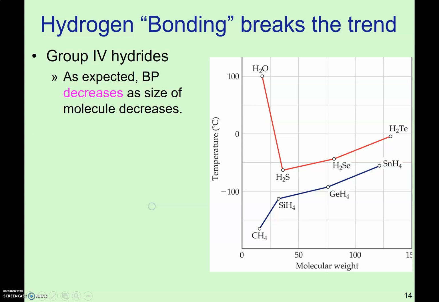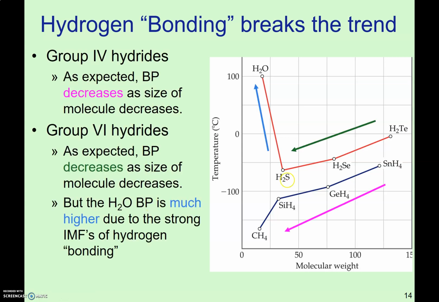So hydrogen bonding breaks the trend. Normally as molecules get bigger, so S is bigger than Se and Te, and C and Si and Ge are bigger. As you get bigger, the boiling point increases because you have more London dispersion forces. So these all have bigger London dispersion forces, so the IMFs are stronger, so it's harder to boil them. But hydrogen bonding breaks the trend. O is smaller than S, but because of the very strong hydrogen bonding forces, water has a very high boiling point compared to the others.